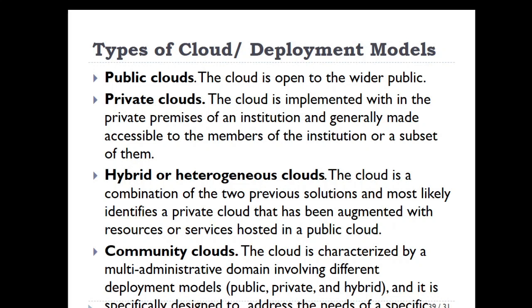Hybrid or heterogeneous cloud is a combination of the two previous solutions and most likely identifies a private cloud that has been augmented with resources or services hosted in public cloud. The community cloud is basically a cloud specifically designed to address the needs of a specific industry or a specific community.